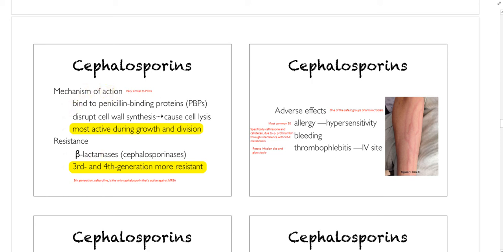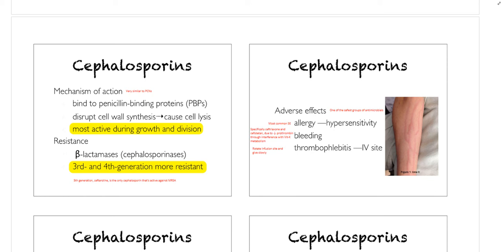And resistance, virtually the same thing. They have those beta-lactamases, which in this case can be classified as cephalosporinases. Third and fourth generations are going to be more resistant to cephalosporinases. And then there's also a fifth generation called ceftaroline, which is the only cephalosporin that's active against MRSA. So we might end up seeing more of that as time goes on.